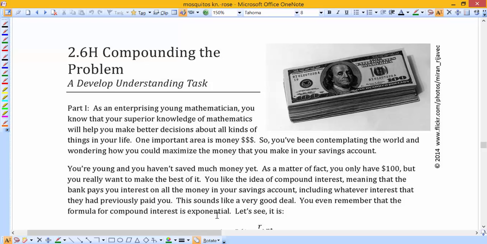So, compounding the problem. This is all about how can we actually take logs and use them in the real world to help us solve some situations. And it may not always be a log that you're using. It may be an exponent. Remember, logs and exponents, they go together. They're just written differently.